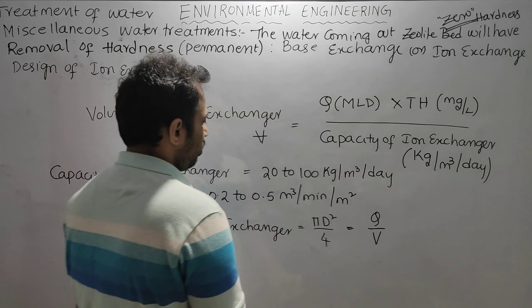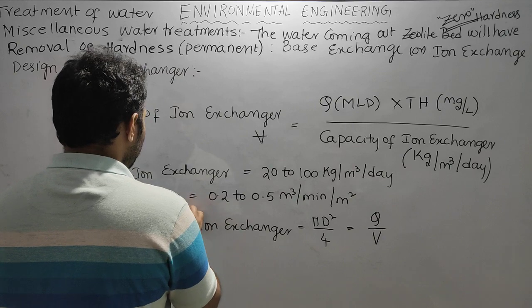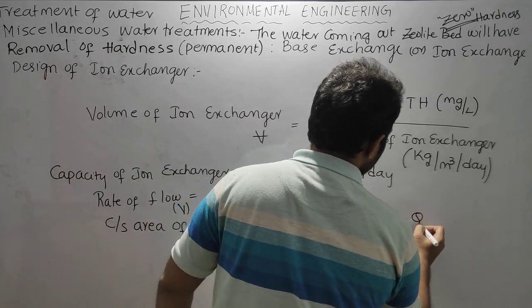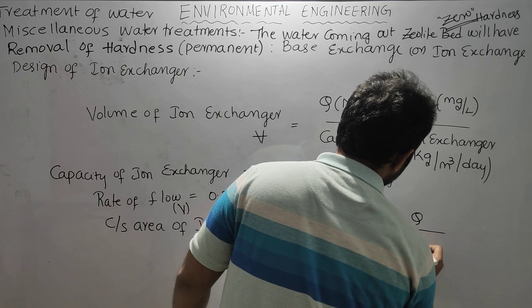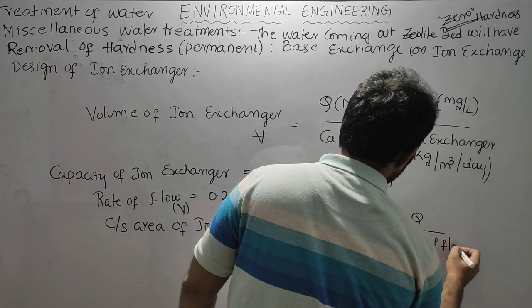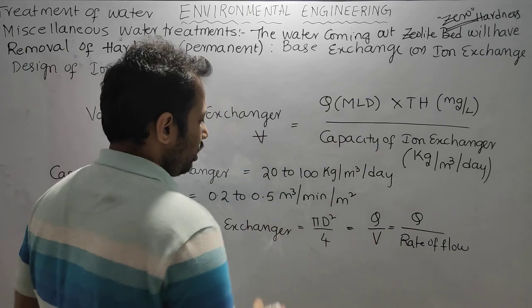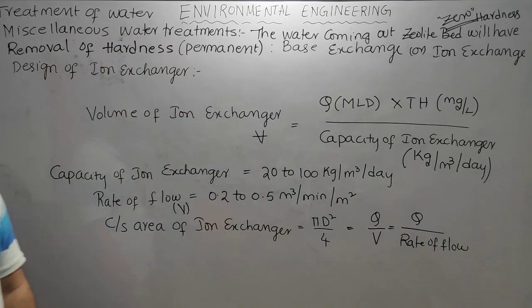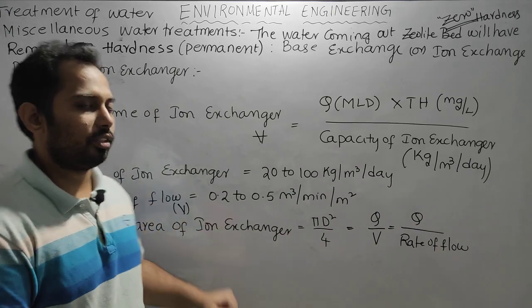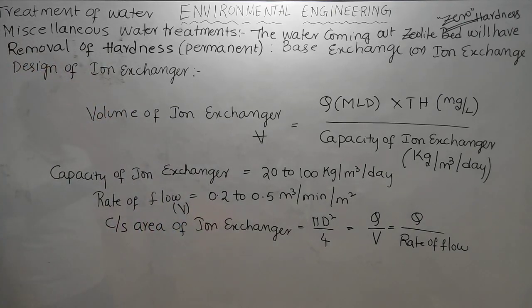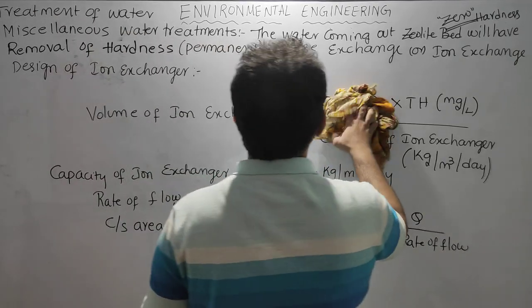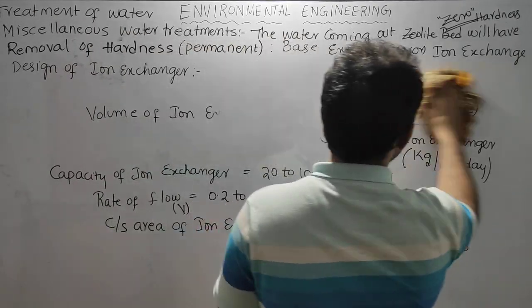That is discharge upon rate of flow. Then you will get the cross-sectional area, and from this formula we can also find the diameter. So likewise we do the ion exchange method. Next method is demineralization. This is the last method of removal of hardness.